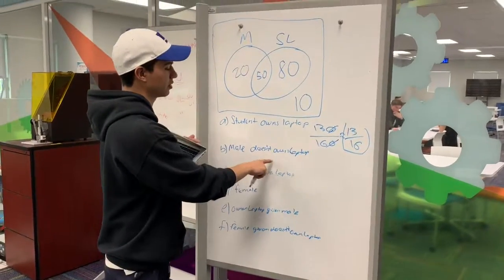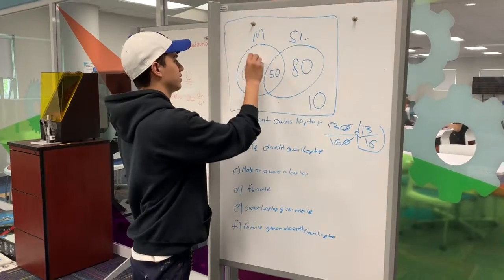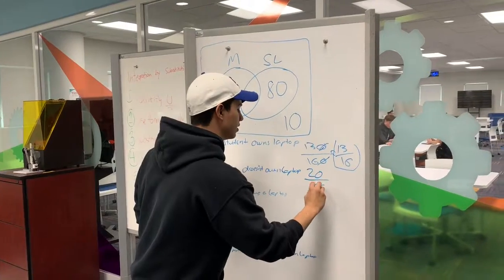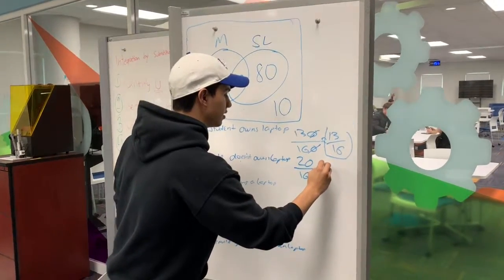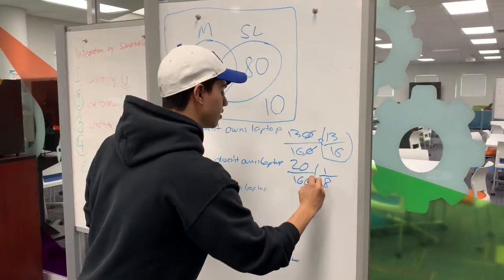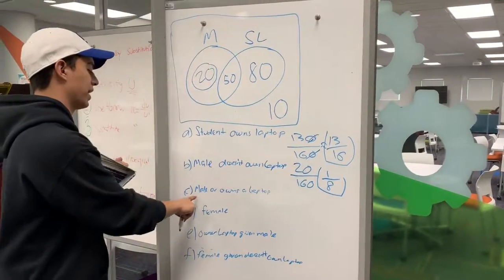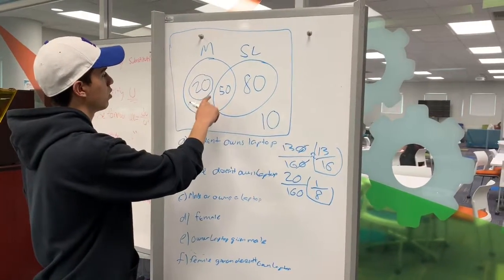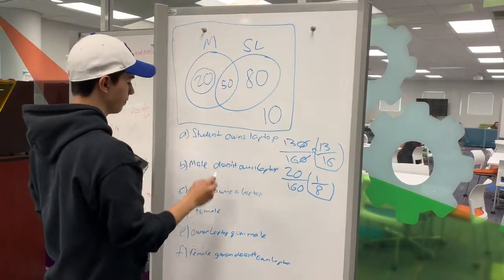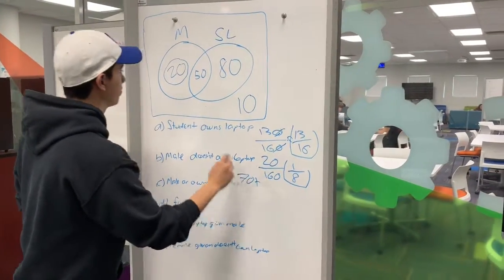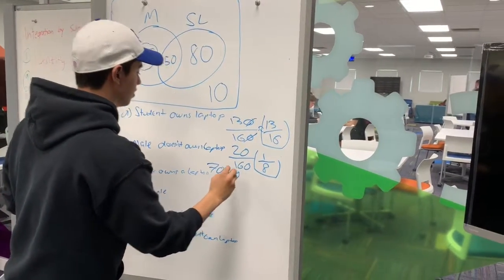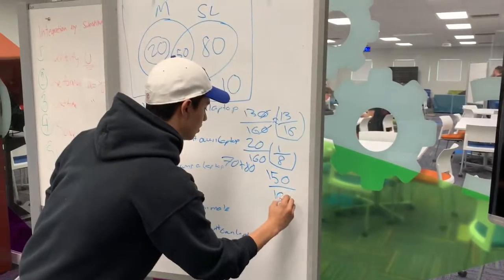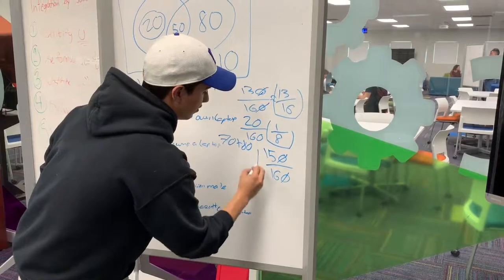And a male that doesn't own a laptop, which is this, which is 20. 20 over 160, which is 1 over 8. A male or owns a laptop. Male or owns a laptop, which is 70 plus 80, which is 150 over 160, which is 15 over 16.